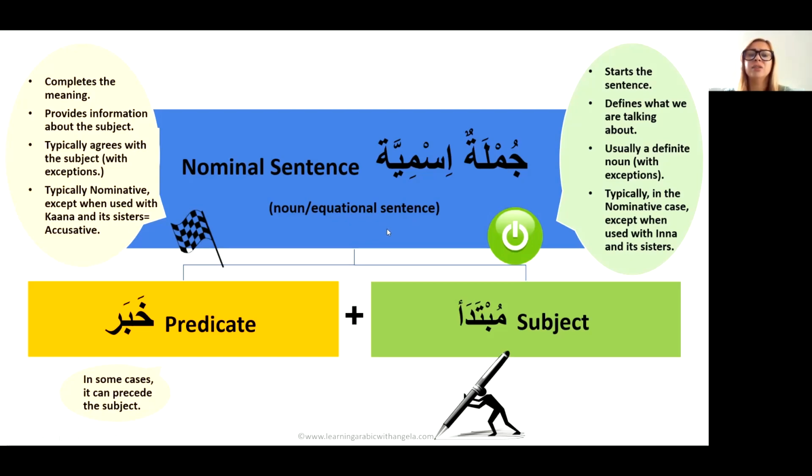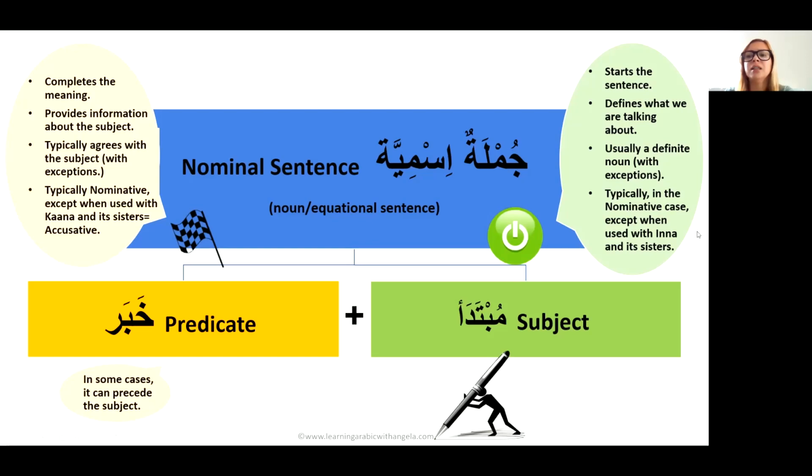So basically a nominal sentence or an equational sentence is made of two parts, the subject and the predicate. So the subject, basically it starts the sentence. So it's the very first part of the sentence, and it gives us an idea of what we're going to talk about. And it's usually, generally speaking, a definite noun, because when you're trying to inform someone about something, let's say, البيت كبير, the house is big, you started with a definite noun because it's something that you're familiar with, that you're going to talk about. So it's something that you already have some information about that you're going to share with a second party. So it's usually a definite noun, but of course there are exceptions.